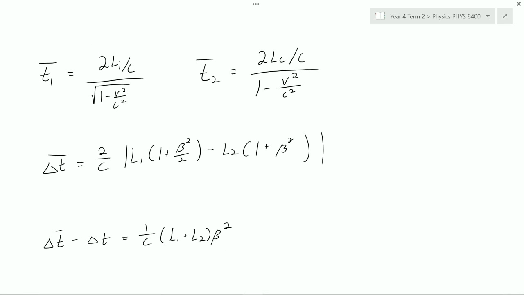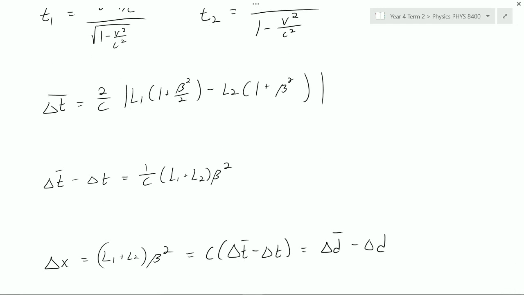So subtracting delta T from delta T bar gives you the finalized equation of 1 over c, the speed of light, multiplied by the sum of L1 and L2 times beta squared. And remember, beta squared is velocity squared over c squared.